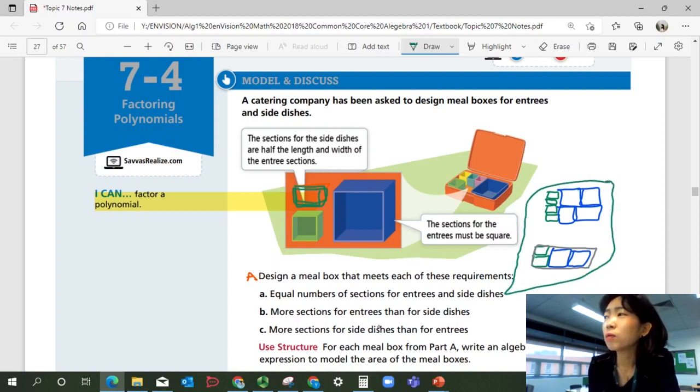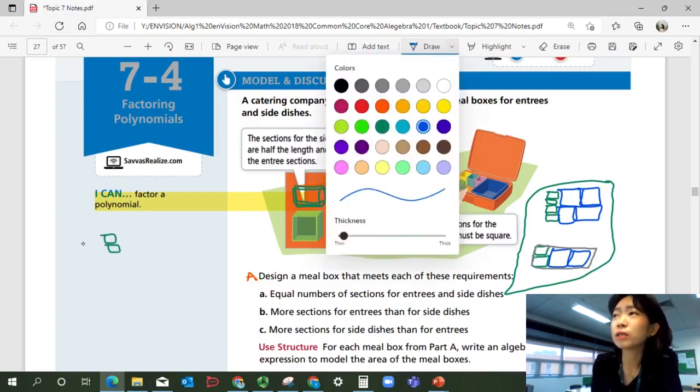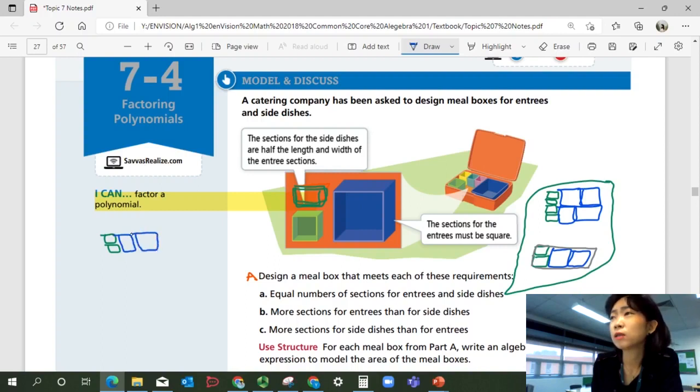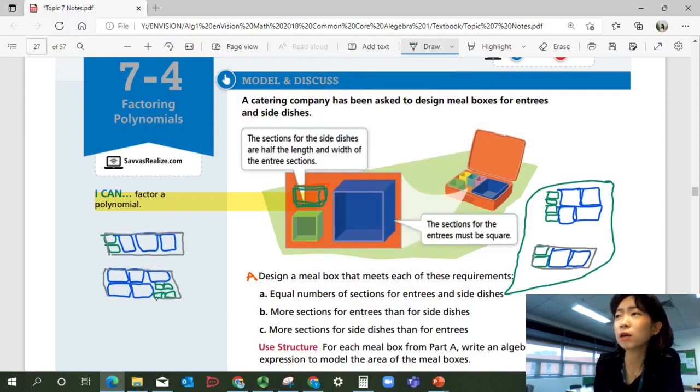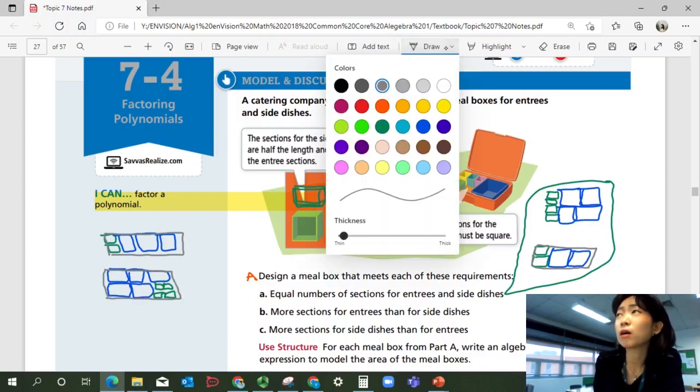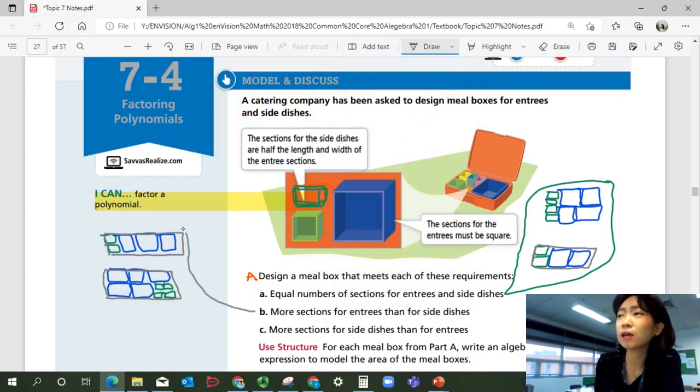Okay. And then what if we want more sections for entrees than for side dishes? Then we can have 1, 2 side dish, but we want more entrees. So we can have 1, 2, 3 entrees. Or you can have 1, 2, 3, 4 entrees and 5 entrees, and then maybe 4 side dishes here. 1, 2, 3, 4, right? In a box. So there could be many options how you can design the lunchbox depending on the shapes of your lunchbox. Okay, so that is A.